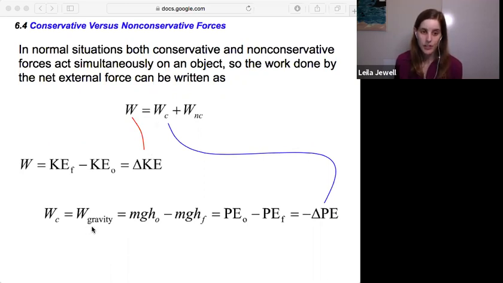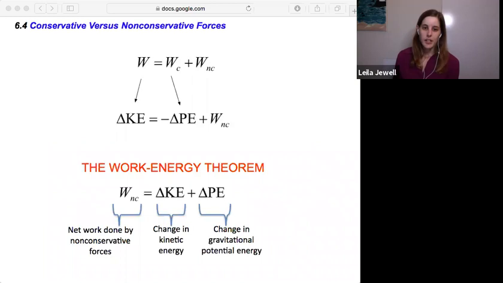We derived this with gravity. Potential energy is only going to apply, it's only a concept that works with conservative forces. And then we have the work done by non-conservative forces. So if we fill in this delta KE and negative delta PE into this equation, then we can get a work energy theorem overall, right? We have delta KE is equal to negative delta PE plus the work done by non-conservative forces. So I'll add my delta PE to the other side.